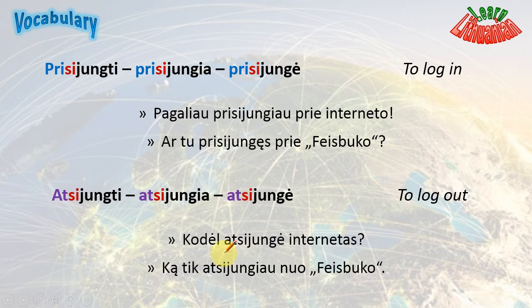Why, kodėl, the internet has logged off, atsijungė. Well, this sentence is hard to translate, but kodėl atsijungė internetas? Why did the internet disappear? Or something like this. You can use the sentence this way. Well, perhaps it's not very official. The sentence is not the best sentence that could be. Maybe not according to the official rules, but you can say this. Kodėl atsijungė internetas? Why did the internet log out? Literally. But this means, why did the internet disappear?